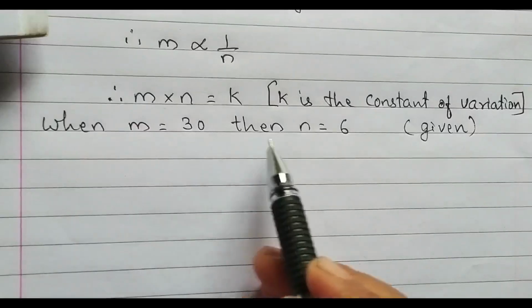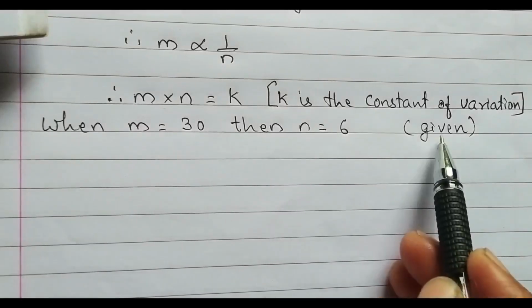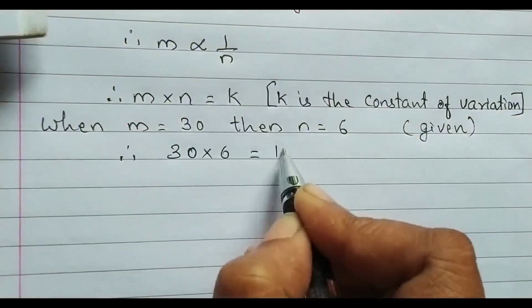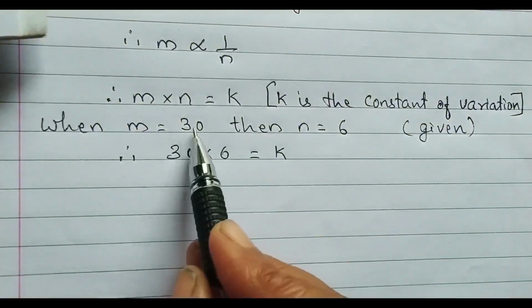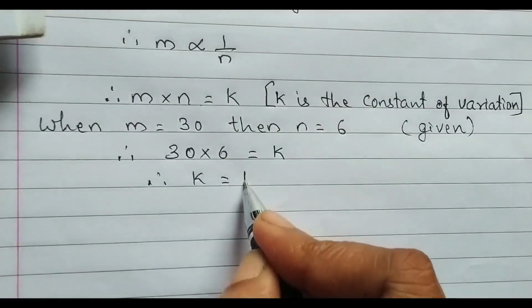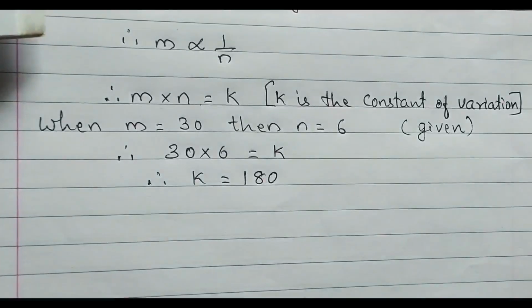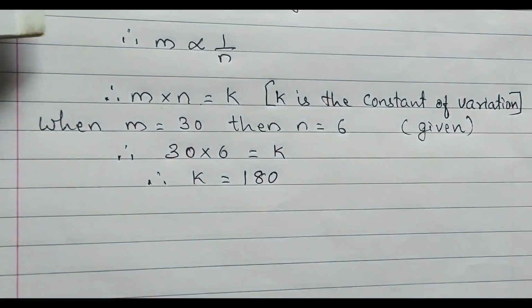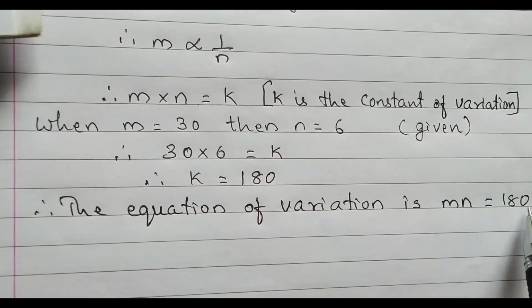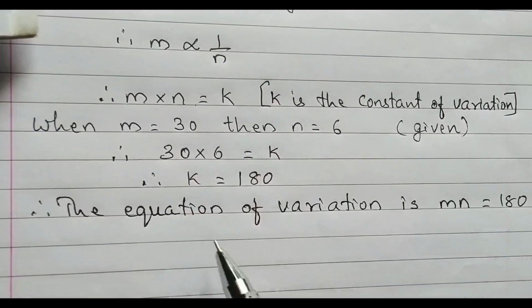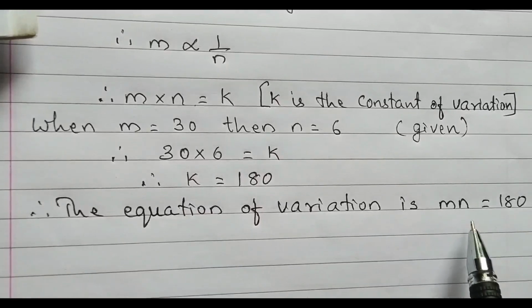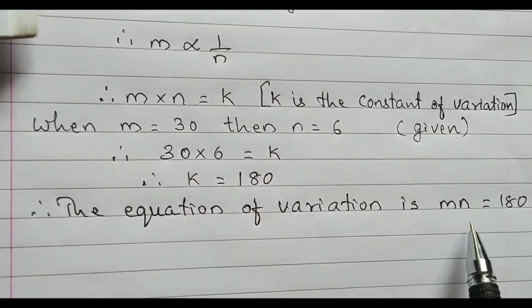When m is equal to 30, then n is equal to 6, that is given. Therefore 30 into 6 is equal to k, substituting the values of m and n in the equation. Therefore k is equal to 180. So now can you write the equation of variation? Therefore the equation of variation is mn or m into n is 180. Now that you know the equation of variation, you can substitute the values and find out the unknown values.